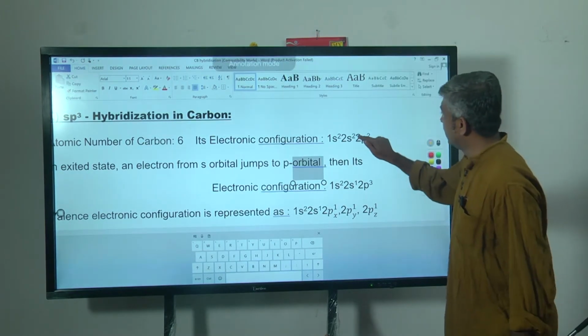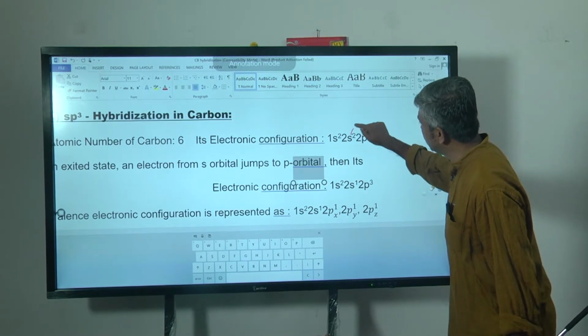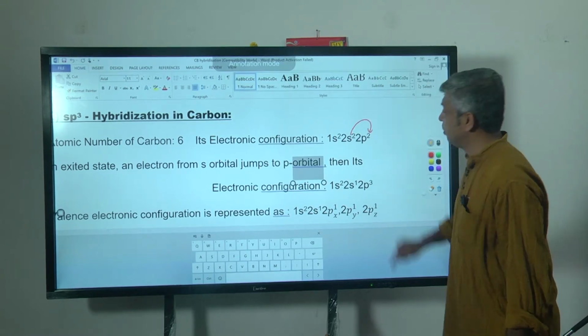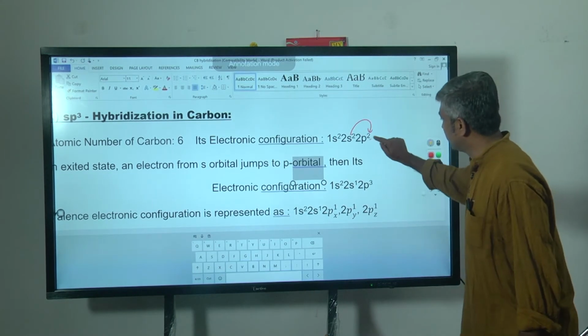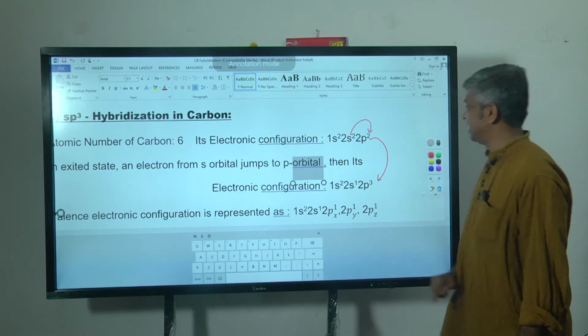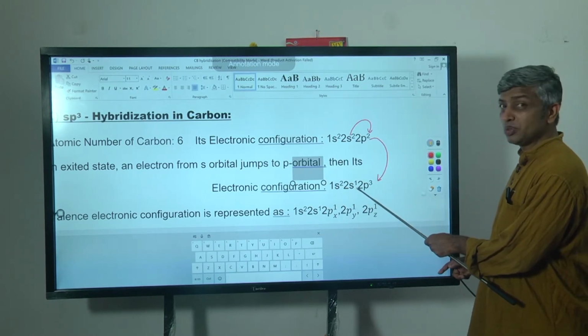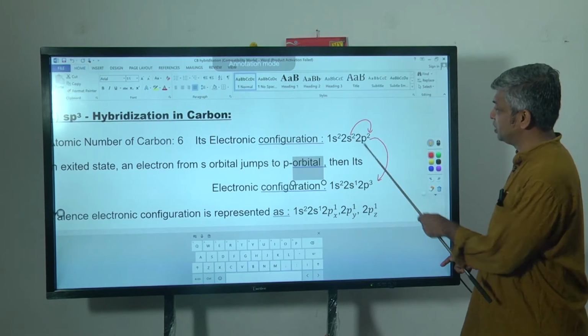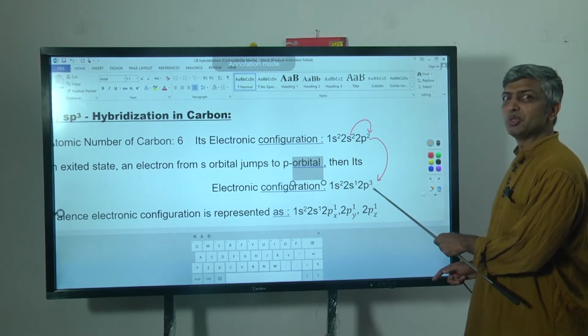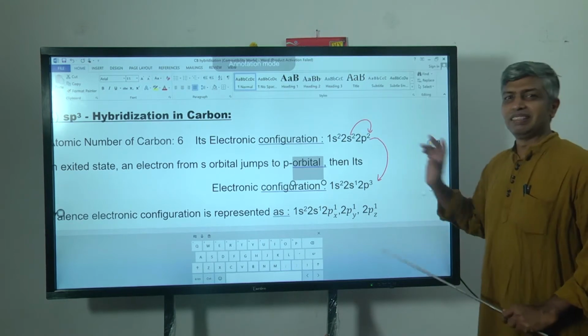Let us see here. Here it is 2s2. From this 2s2, one electron jumps to the 2p2. And you get this excited state electronic configuration as 1s2, 2s1. Why is it 2s1? Because one electron from 2s2 jumped into p. That is why it is 2p3 now.